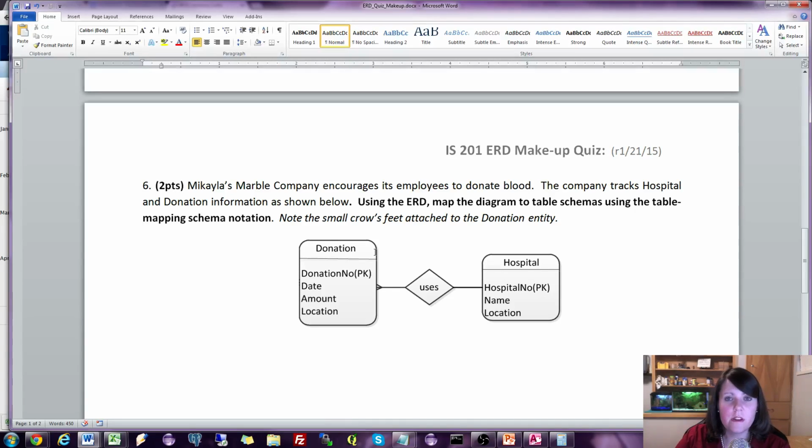Now, that doesn't prevent you from drawing the diagram. You can draw the diagram if you'd like to, but the multiple choice will be just addressing what the table schema should look like. So let's start here.